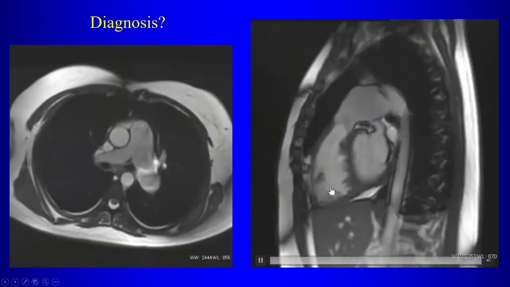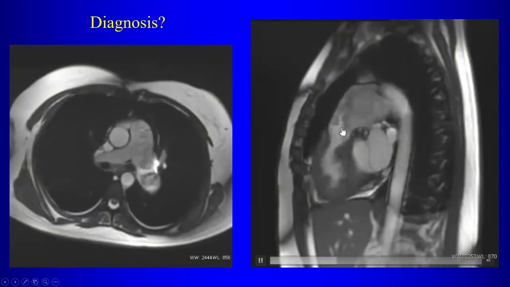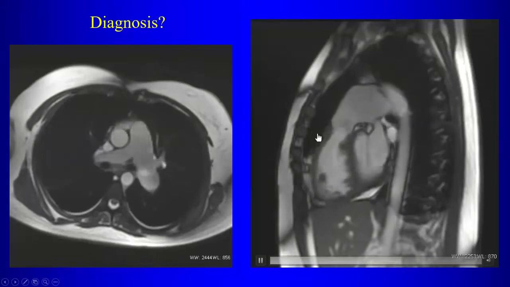So here in our next case, we're looking at the pulmonary artery. Here's the main left and right pulmonary artery. We notice a flow disturbance in the main pulmonary artery extending to the left. And then here on the sagittal view, going through the right ventricle and the pulmonic valve, here's the pulmonic valve.